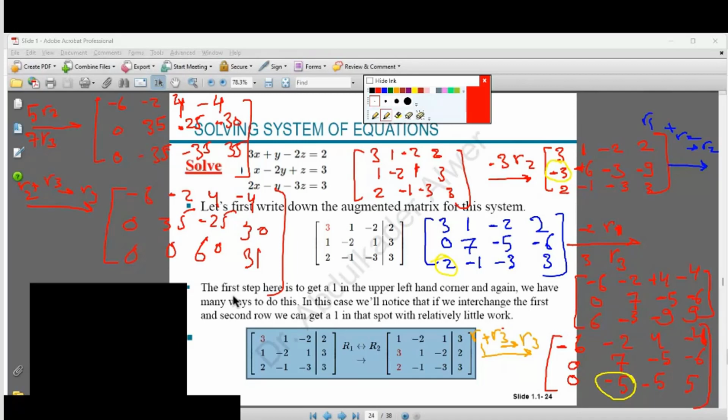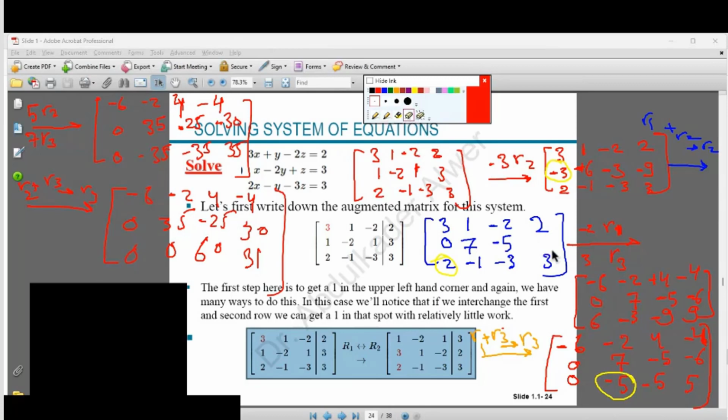Cool. I guess we have a problem. Just wait. R1 plus R2 and R2. So 3, 1 minus 1, 2, 0, 7 minus 5. Just a minute. Here we have a problem. Yes, we have a problem.